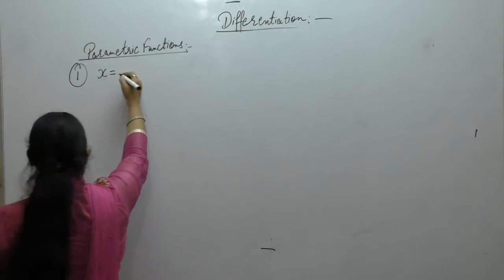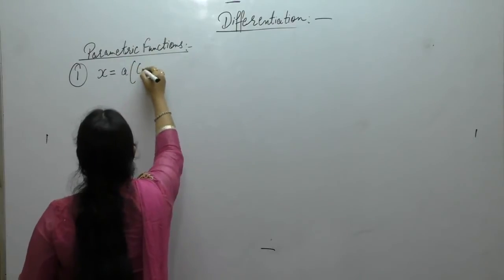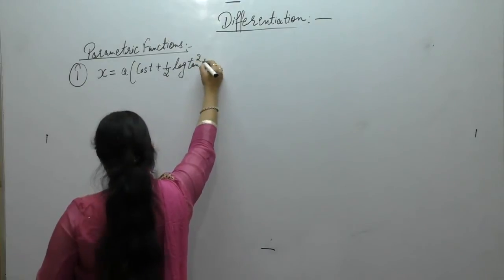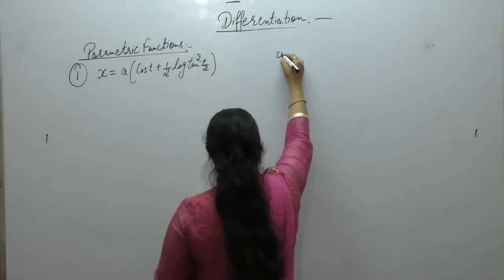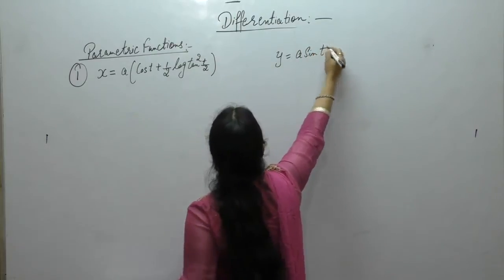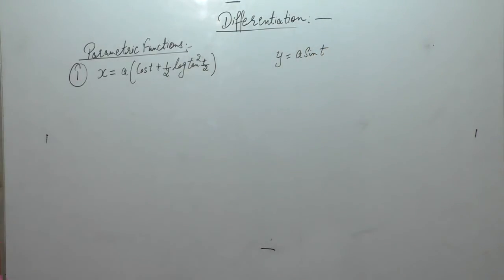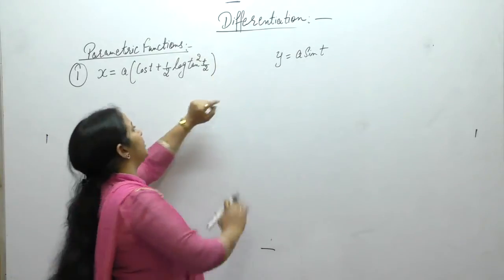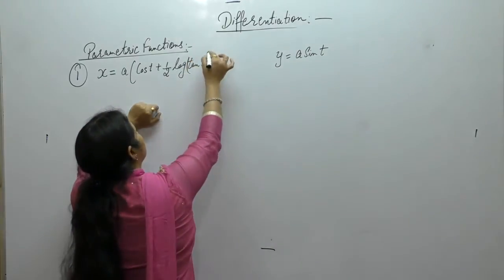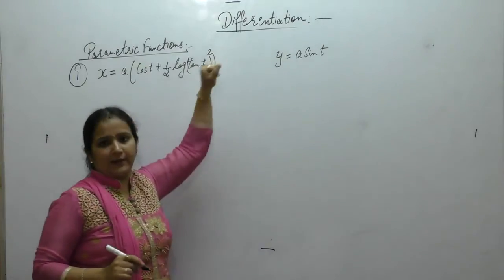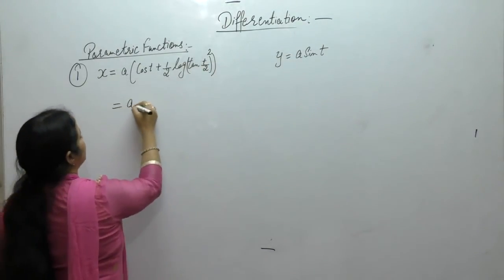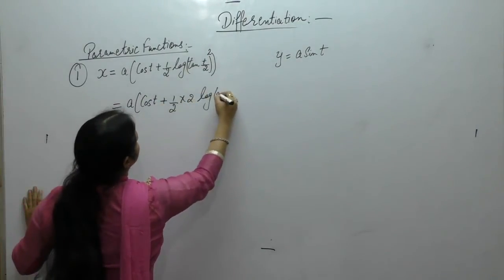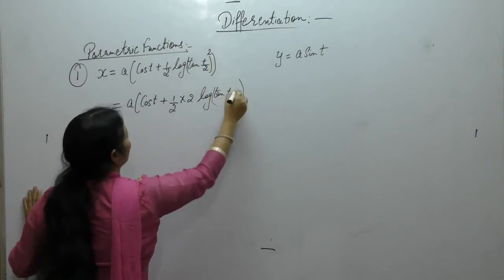find dy upon dx when x is equal to a cos of t plus half of log of tan square t by 2 and y is equal to a sin t. Now log of tan square t by 2, we can write it as, log of x power m is m log of x. So a cos of t plus 1 by 2 log tan t by 2. We can write it like this.